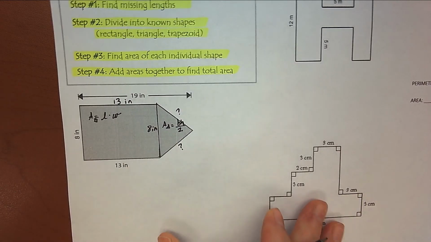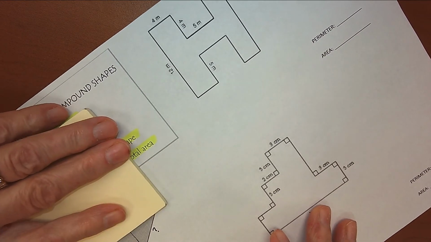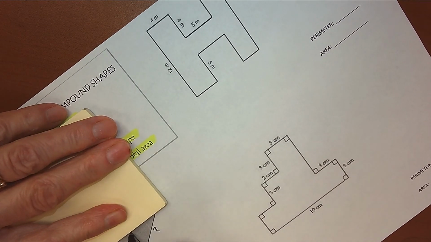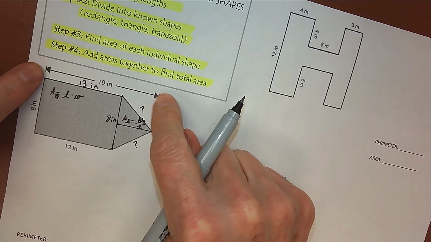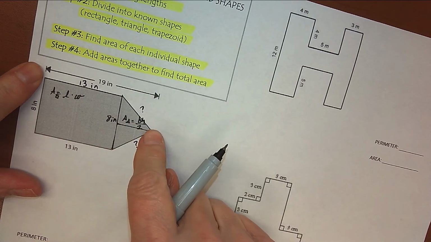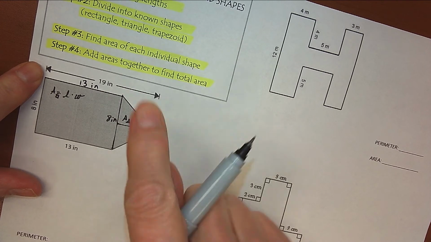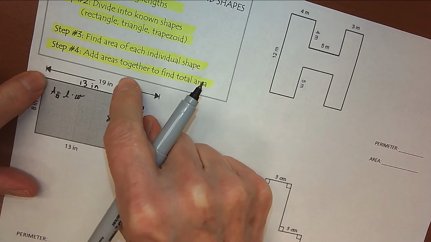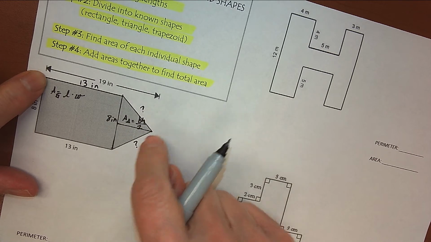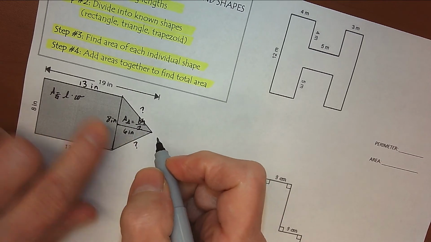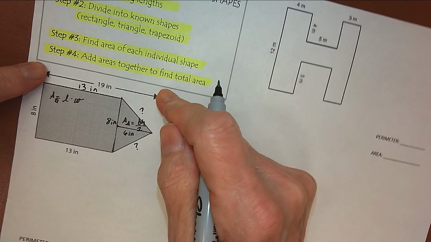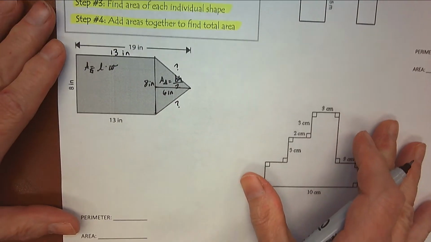And then for a triangle, we're going to need to know this height. And we can figure out that height because we know that the total length of this shape is 19 inches. And since this part of the shape is 13 inches, that leaves us with 6 inches for our height here. Because this 6 plus this 13 makes this 19. All right, now we are ready.